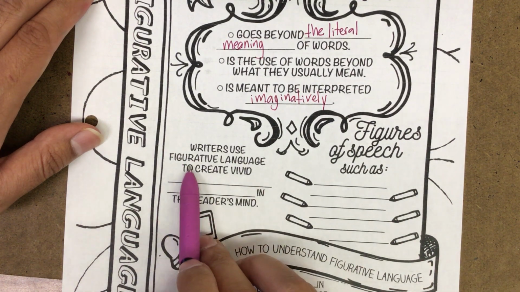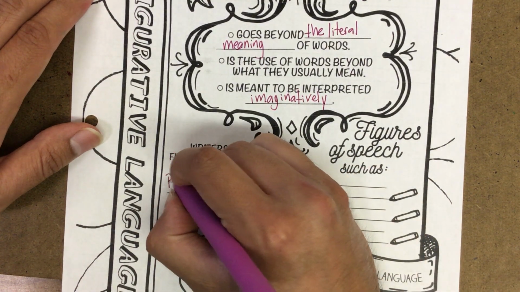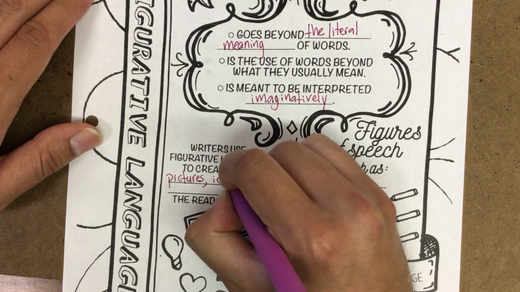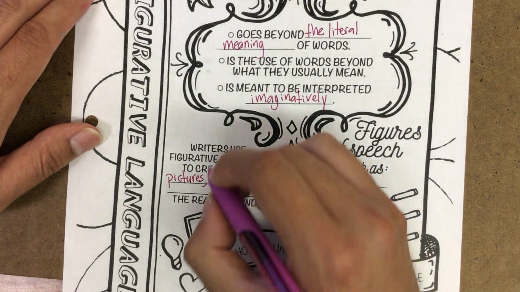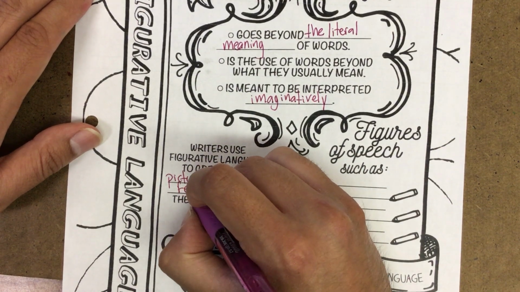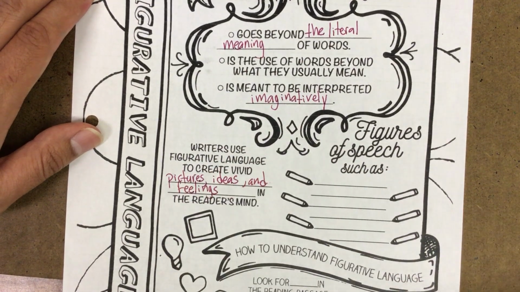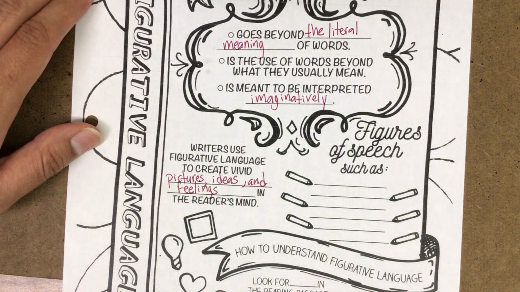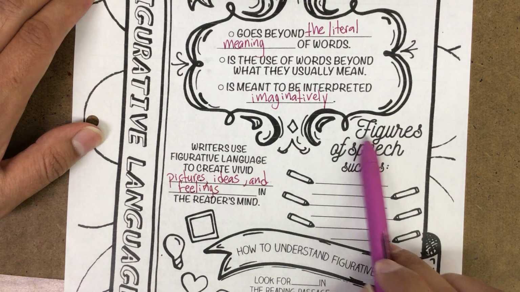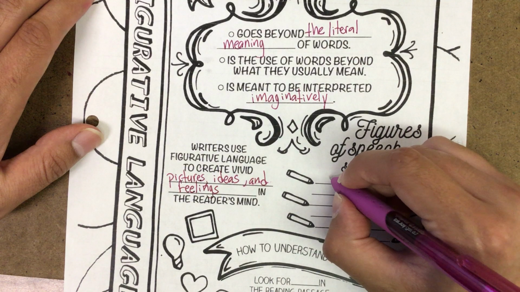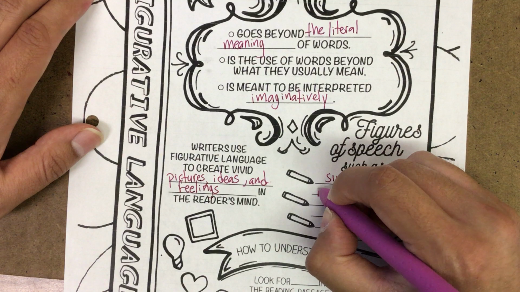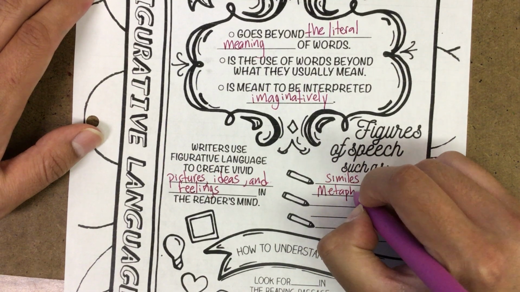Writers use figurative language to create vivid pictures, ideas, and feelings in the reader's mind. You are the reader. Figures of speech, such as, we're going to be going over similes today, metaphors.